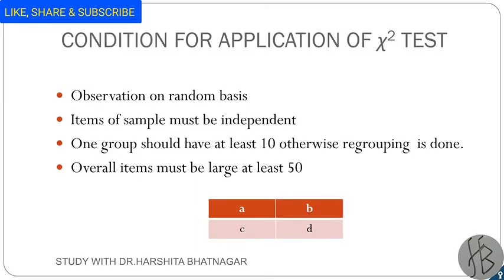But there are certain conditions for the application of the chi-square test. The observations must be collected on a random basis, and the items of the sample must be independent. Each group should have a frequency of at least 10, otherwise you have to regroup, combining groups that have frequencies less than 10. Overall, the items must be at least 50, meaning a minimum of 50 should be there. If all these conditions are fulfilled, then only we will be able to apply the chi-square test.